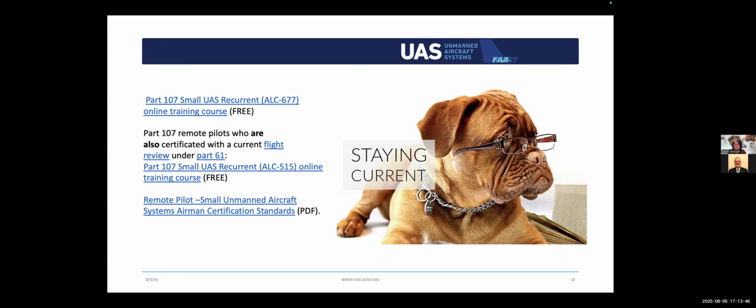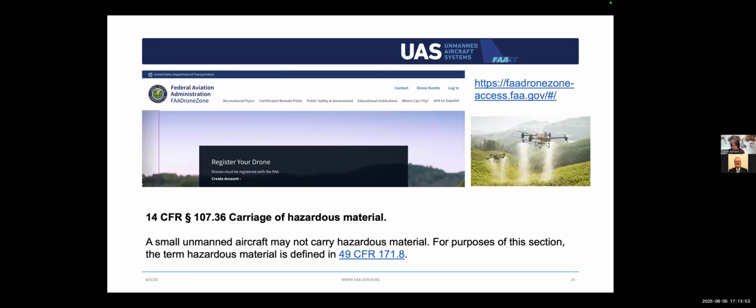And let's talk drone registration now. Drones weighing less than 55 pounds, including the weight of the substance being dispensed, may operate under 14 CFR Part 107 and require exemption from Section 107.36, carriage of hazardous material, as well as several Part 137 regulations. Petitioners must apply for their FAA number through FAA Drone Zone.